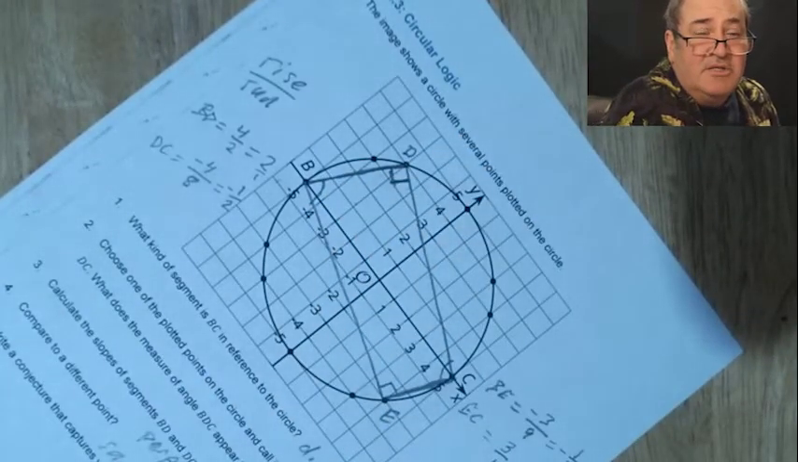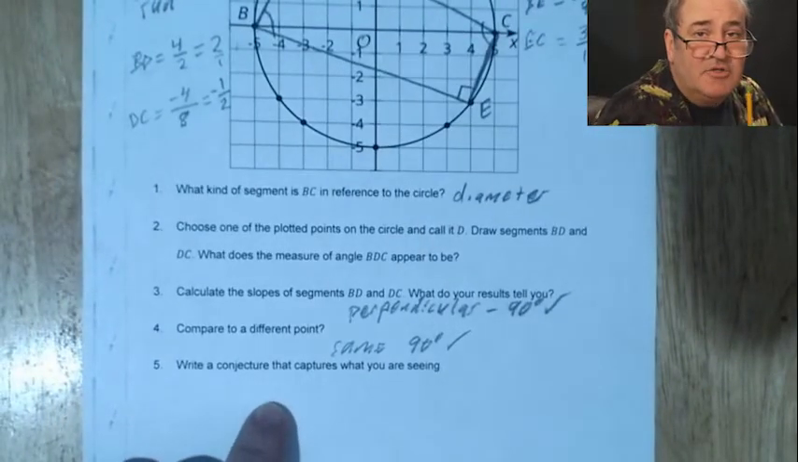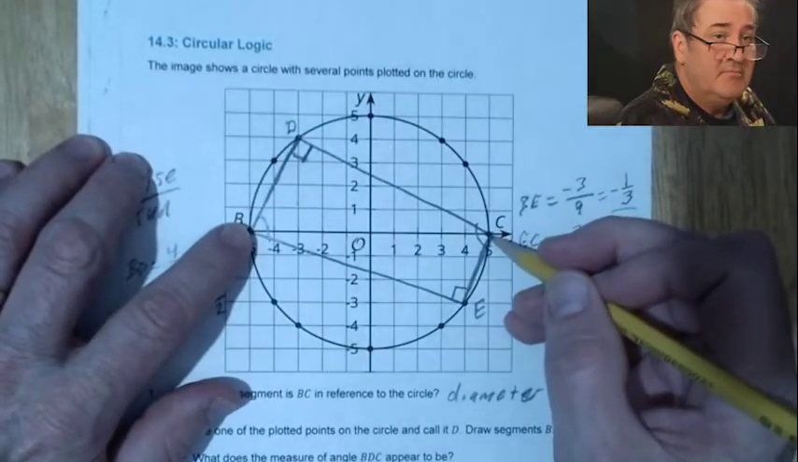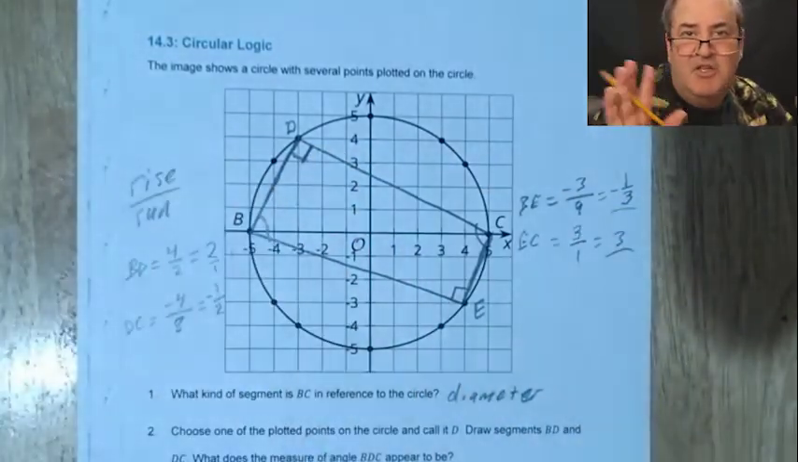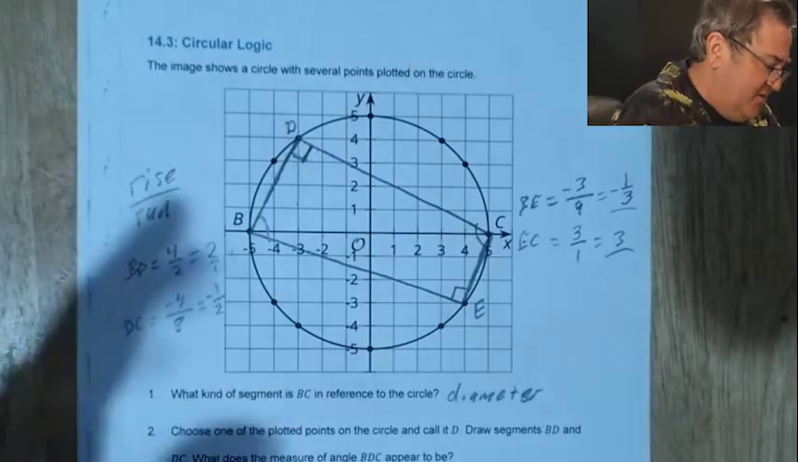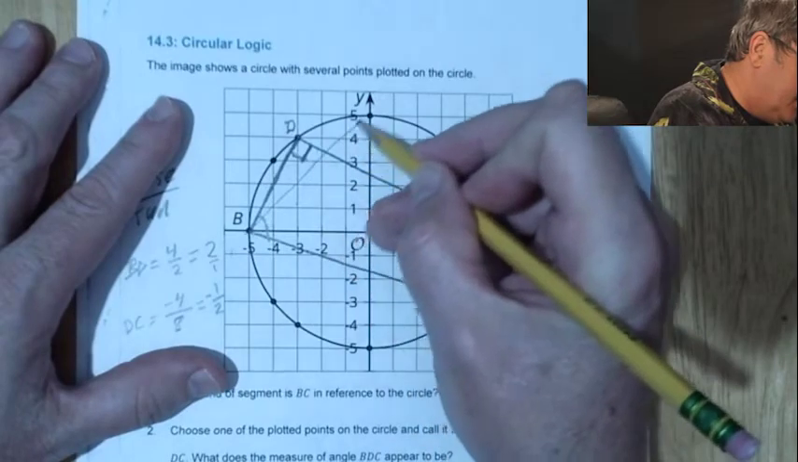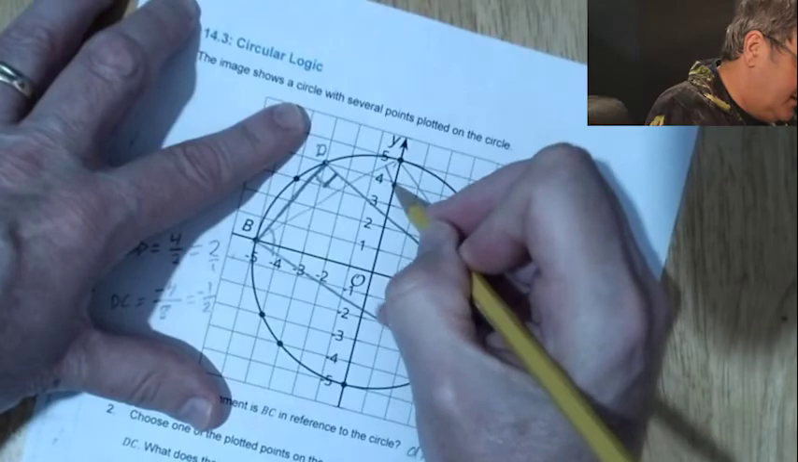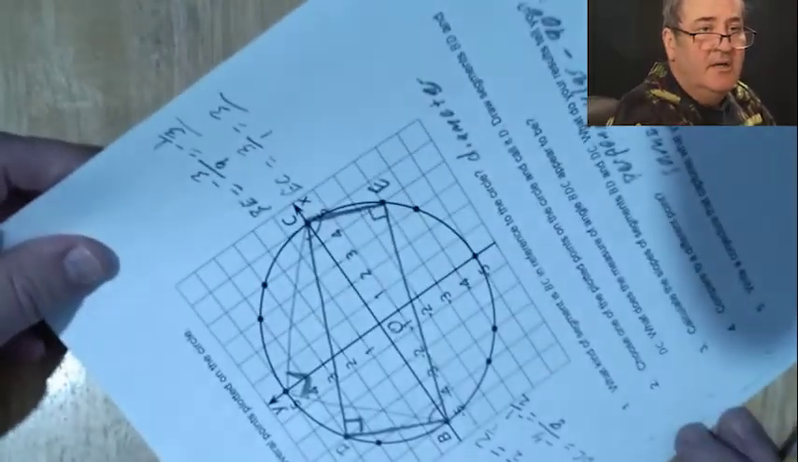Okay, so what conjecture can we make that captures what we're seeing? What we're seeing is if we have a diameter, and we pick any point on the circle, that's what we're seeing. We just picked any 2 points. We could have picked this one right in the middle. We could do the point from there to there and there to there. And what do we expect? From what we're seeing, we expect that would also be a right triangle, right? We think that would also be a right triangle.